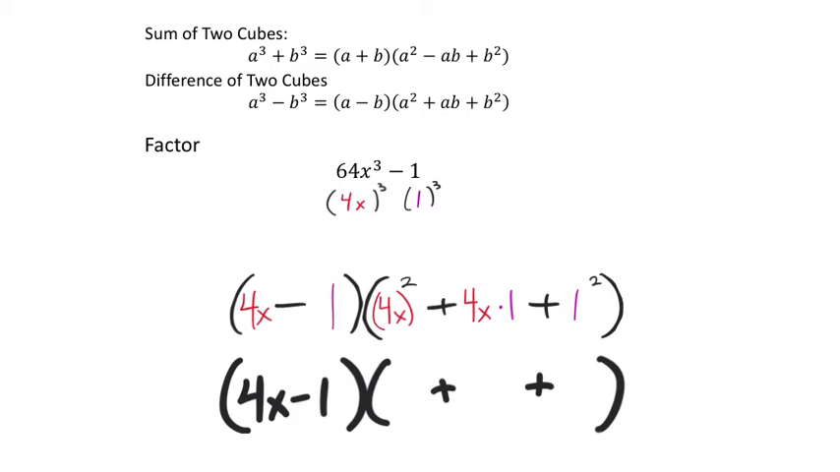But yeah, 4x to the power of 2. You've got to square both those. So 4 to the power of 2 is 16. And then x to the power of 2 is just x squared. So that's my first term there. 4x times 1 would be just 4x. And then 1 to the power of 2 is just 1.